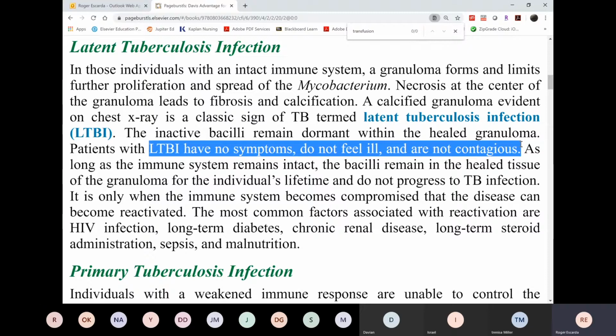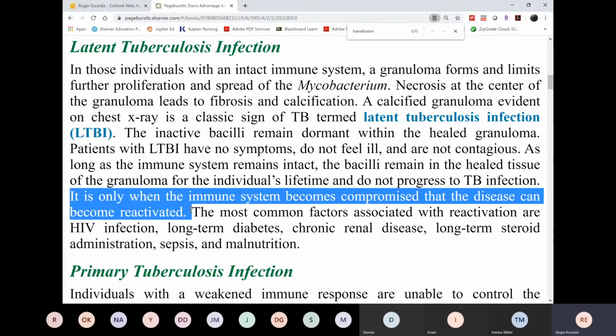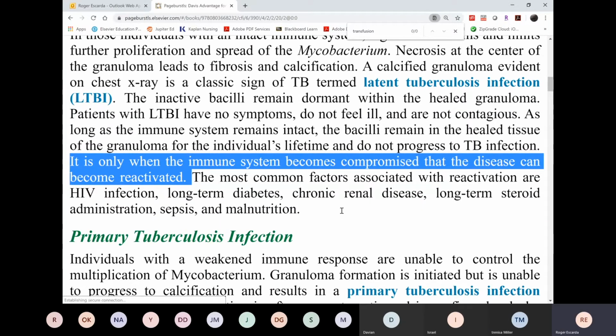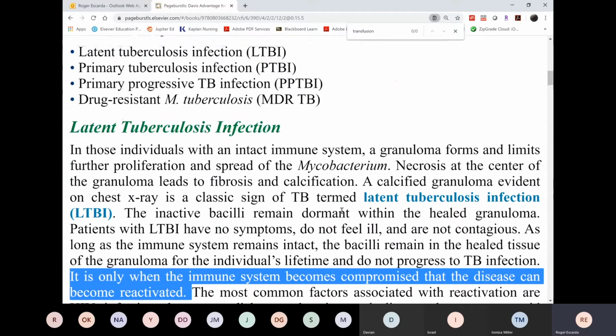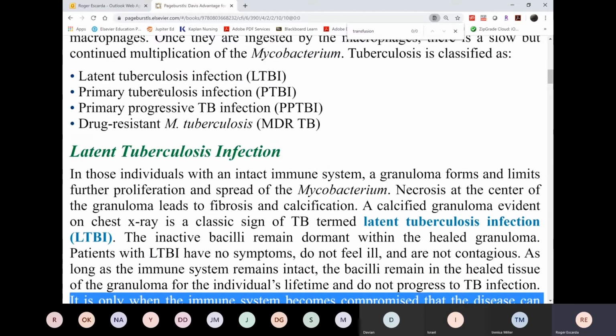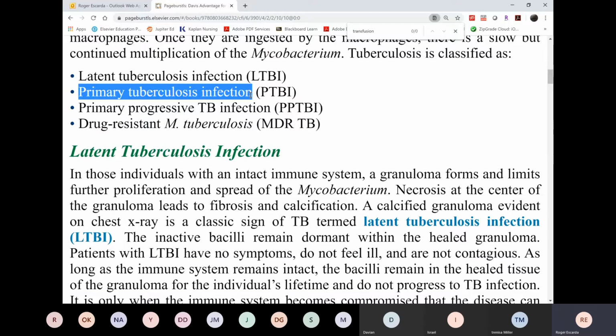But because I still have the bacilli in me, which could be activated, if a time comes that my immune system is weakened or compromised, it will become reactivated, and then I will have progressive TB. So that means the primary TB infection has the potential to become either latent or progressive TB. Does that make sense?